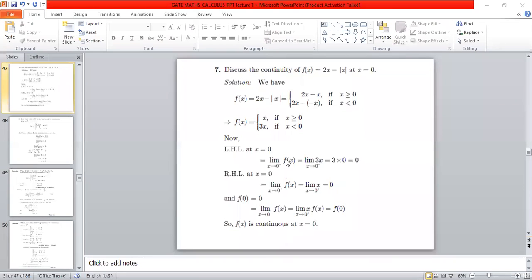And f of 0, if you want to find f of 0, if we put 0 here, it is 0 minus 0, that is 0 only. So f of 0 is also 0. So in this case, left hand limit is the same as right hand limit is the same as the function value at 0. All three are the same, therefore it is continuous at 0.